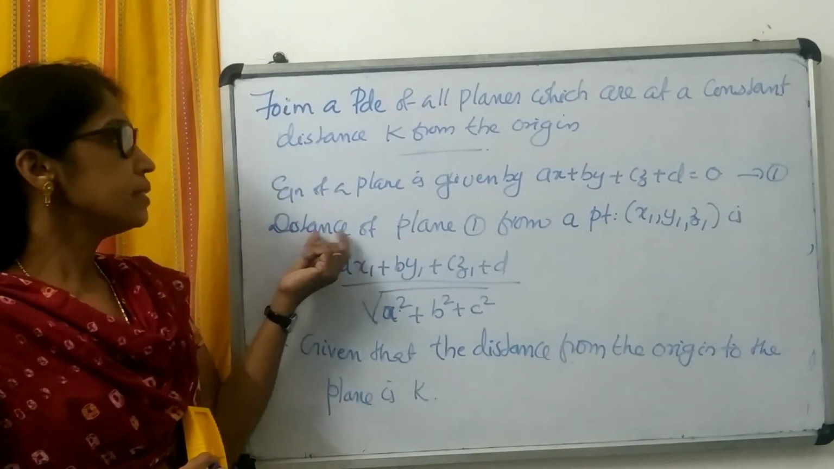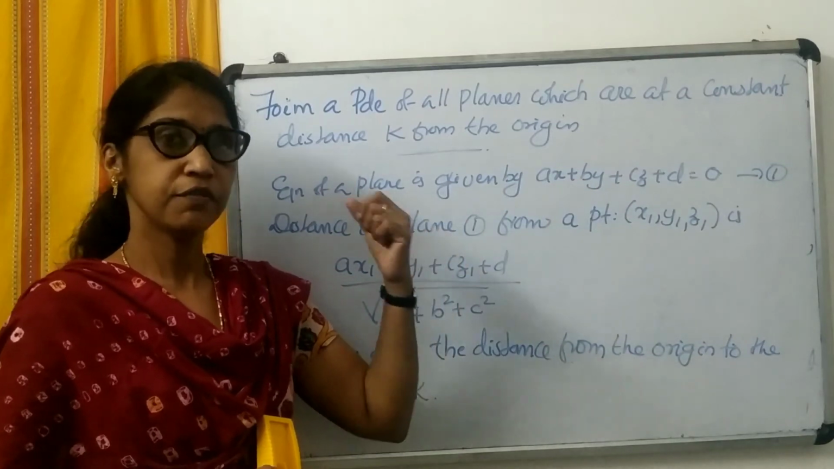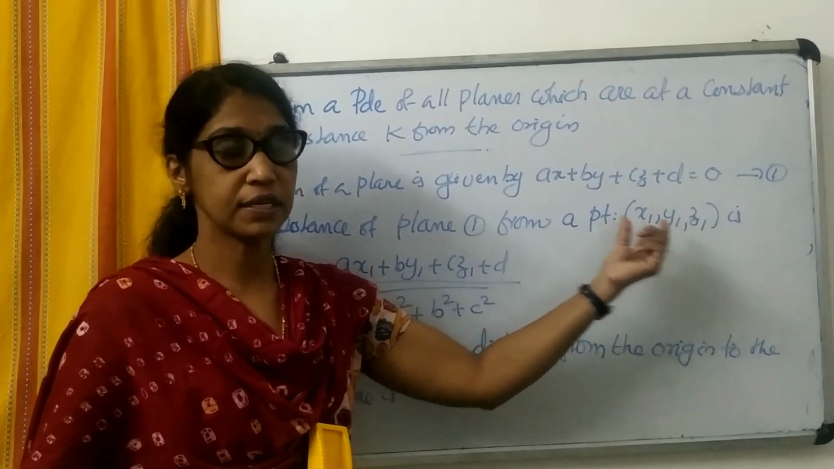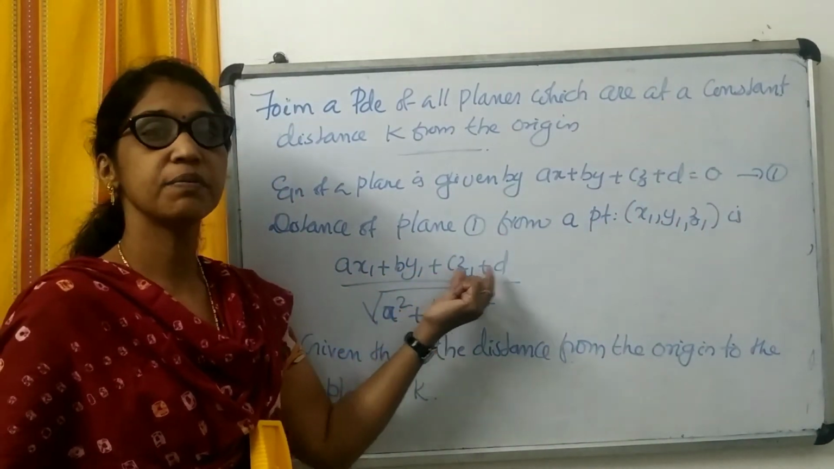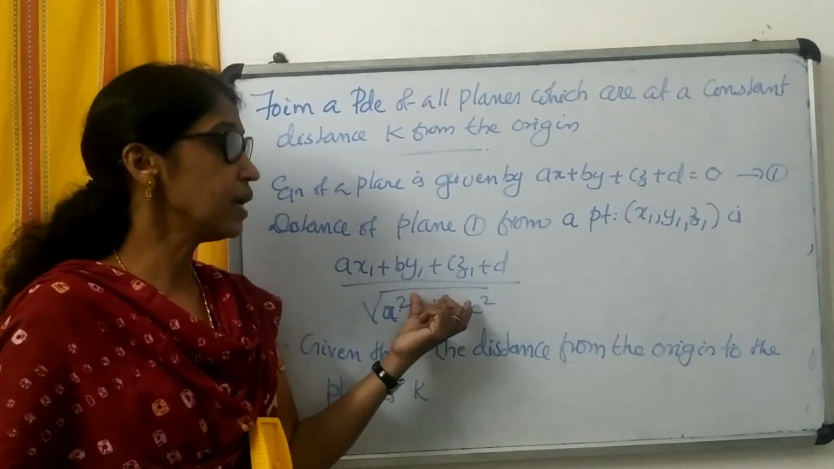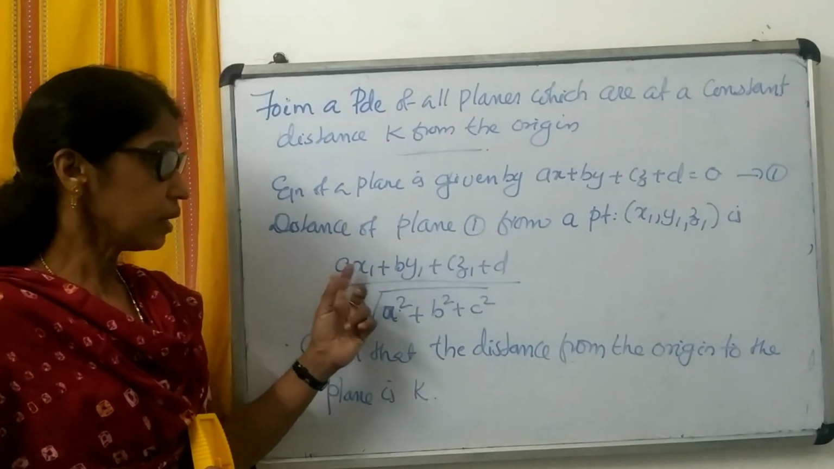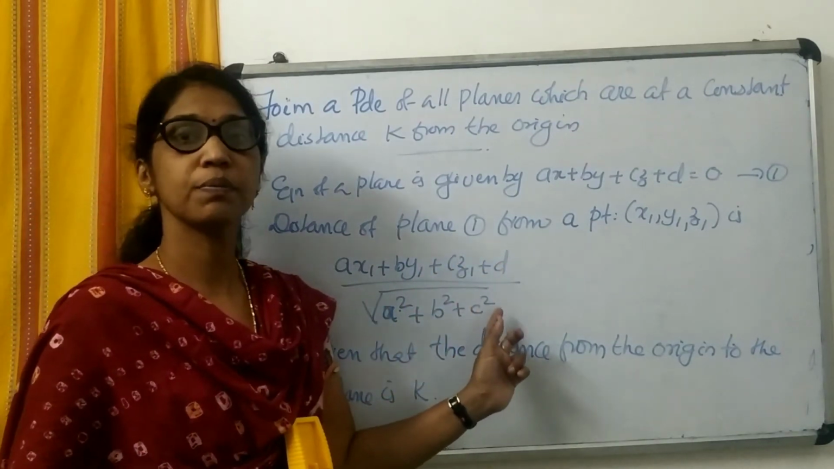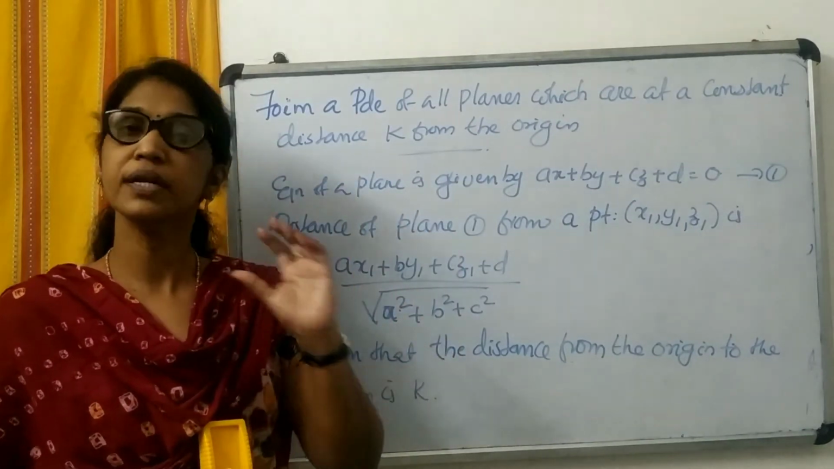Now, the distance of plane 1 from a point x1, y1, z1. We know that the distance of a plane from a point x1, y1, z1 is ax1 plus by1 plus cz1 plus d divided by root of a square plus b square plus c square. This we already studied in lower classes. So ax1 plus by1 plus cz1 plus d divided by root of a square plus b square plus c square is the perpendicular distance of a plane from a point x1, y1, z1.